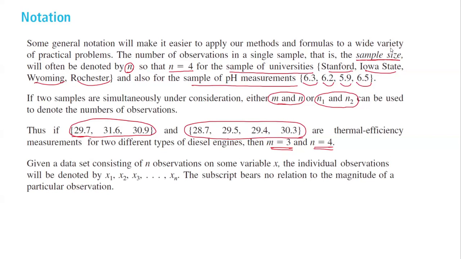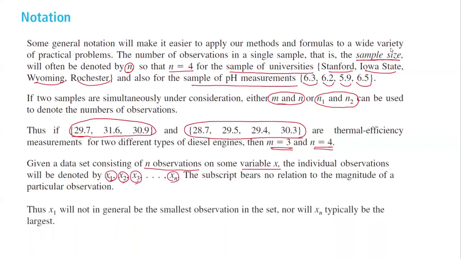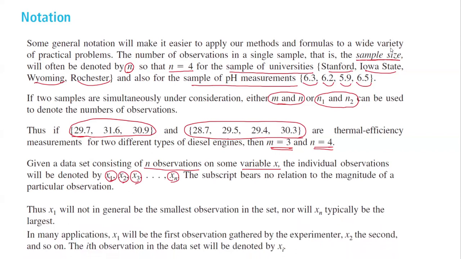And if you have a data set consisting of n observations and some variable like x, the individual observations will be denoted by x1, x2, x3, and so on. Please note that x1 and xn do not represent the smallest and largest values in your collection. In many applications, x1 will be just the first observation, x2 is the second observation, and so on. The ith observation is denoted by x sub i.